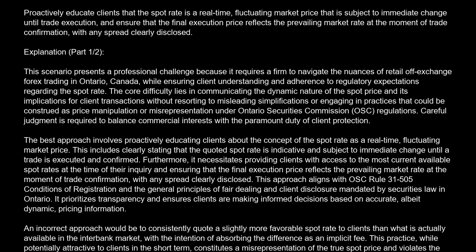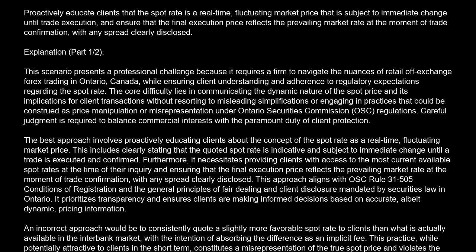Explanation: This scenario presents a professional challenge because it requires a firm to navigate the nuances of retail off-exchange forex trading in Ontario, Canada, while ensuring client understanding and adherence to regulatory expectations regarding the spot rate. The core difficulty lies in communicating the dynamic nature of the spot price and its implications for client transactions without resorting to misleading simplifications or engaging in practices that could be construed as price manipulation or misrepresentation under Ontario Securities Commission (OSC) regulations.